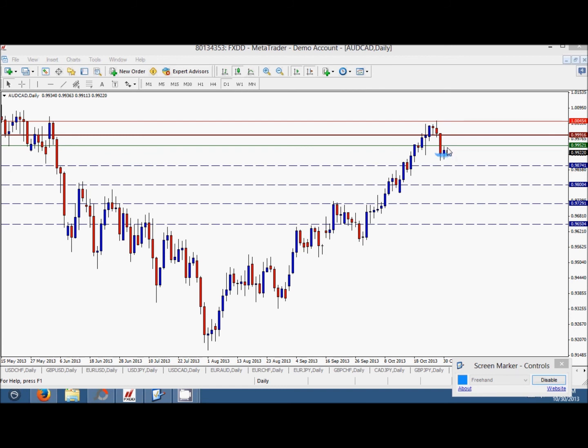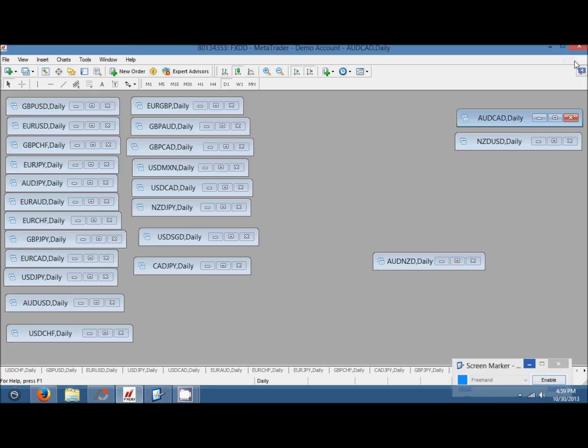So what I would assume is for this bar right here, which is still forming on the daily chart, to continue down and into my next take profit level. That's what I'm going to be looking for. So that's what I'm looking for on the Australian dollar, Canadian dollar.